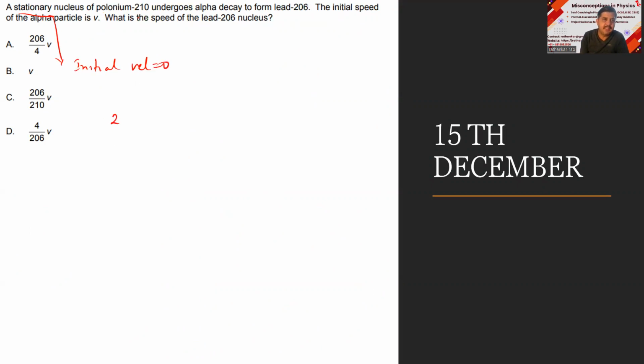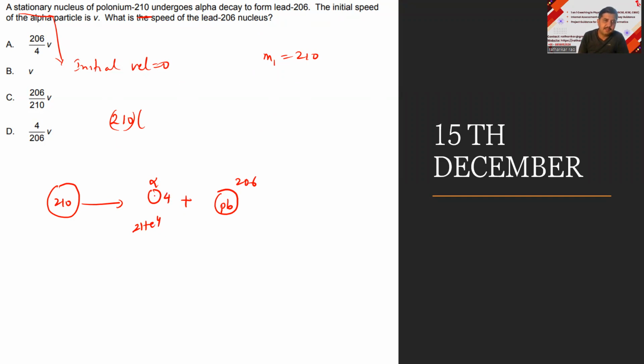Polonium mass 210 is given. Let me write M1 is equal to 210. It undergoes alpha decay to form lead 206. So you have a polonium 210. It splits up into 2 nuclei, one is your alpha nucleus plus another one is your lead nucleus. So here it says 206. You know what an alpha particle is? Alpha particle is nothing but a helium nucleus. So therefore, this should be 2He4, which means it should have 2 protons and 2 neutrons. The total mass number is 4 over here.